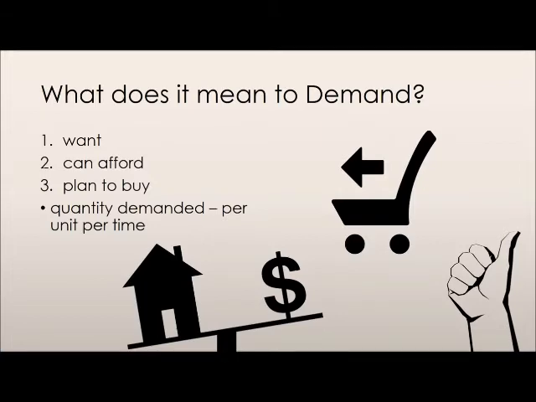In order to demand something, we need to be able to afford it. If we can't afford it, then there's no way we would be able to buy it. So it would be irrelevant in the process of analyzing what happens in a market. The last criteria for demanding something is that the consumer plans to buy it. Again, if the consumer wants something and can afford it, but doesn't plan to buy it, it's irrelevant to us.